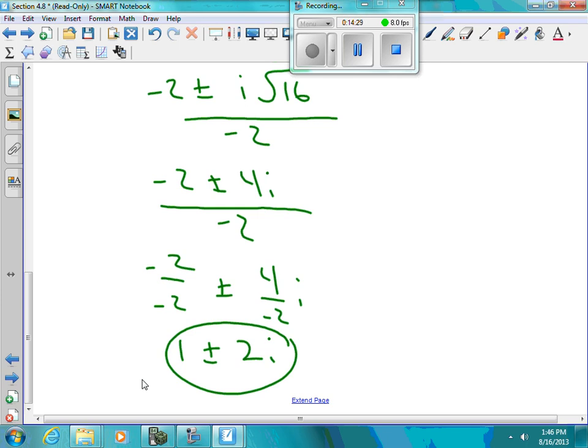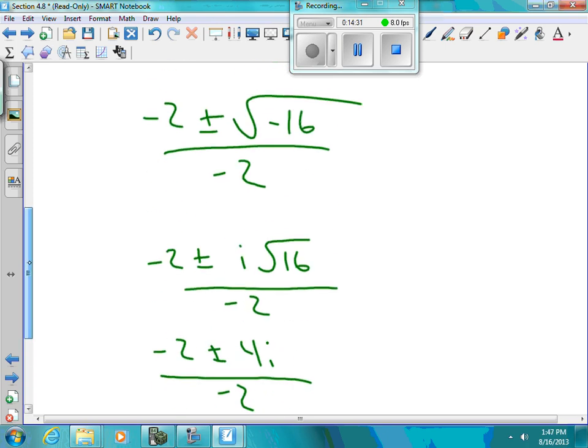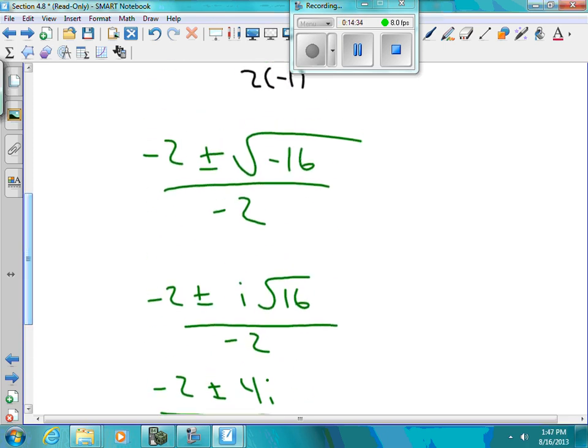What happened? We got an imaginary solution this time. What was underneath the square root? It was a negative. So a negative part underneath the square root sign gives us an indication that there's 2 imaginary solutions.